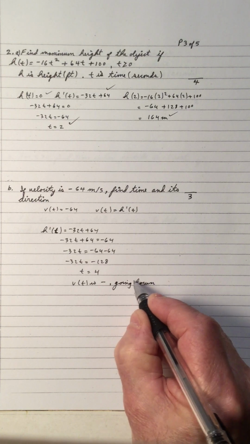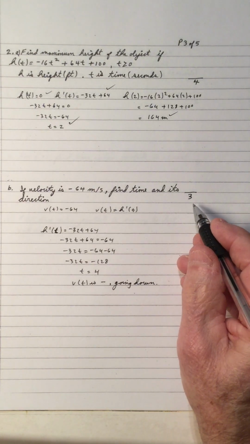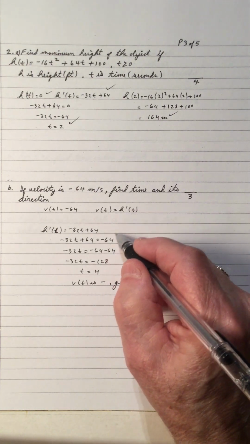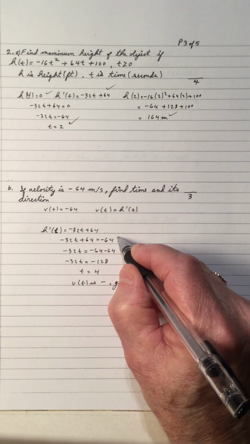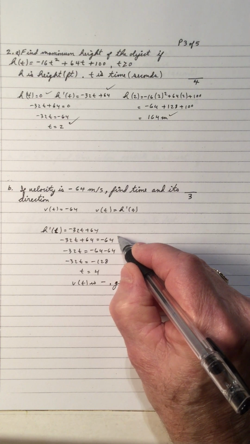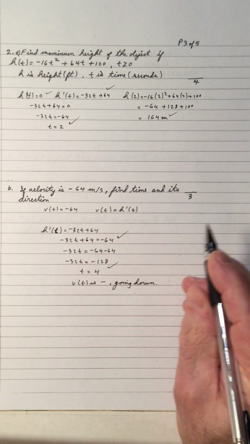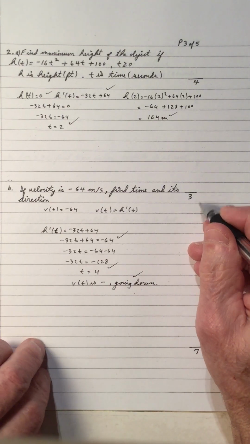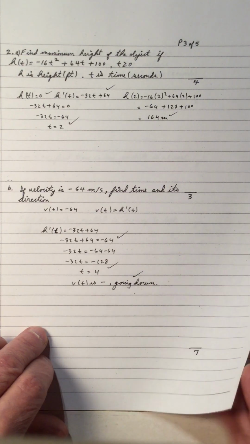Again, we have a slope. If you have this equation here, you get 1 mark. If you have 4, you get a mark, and if you say it's going down because it's negative, you get a mark. 3 marks altogether, so you get a total of 7 for that page.